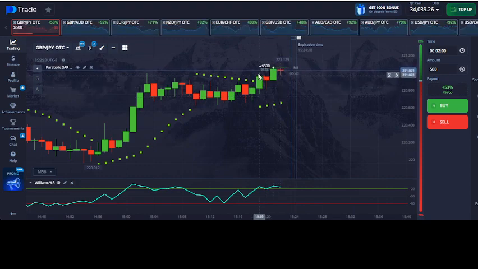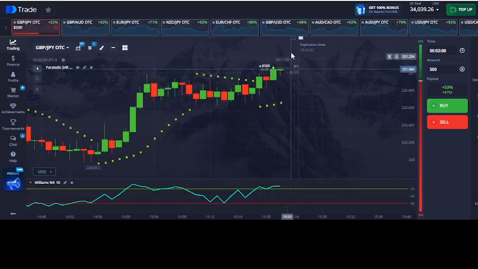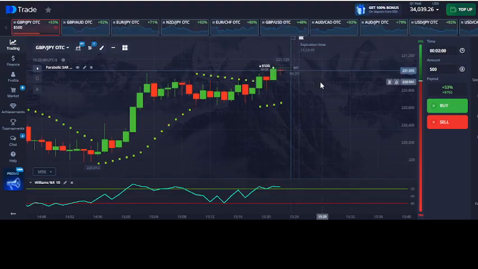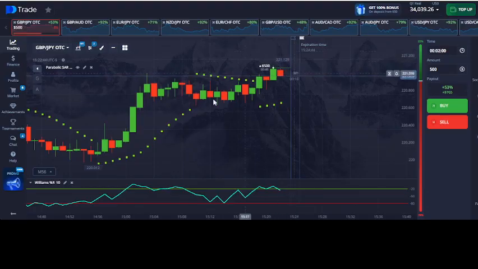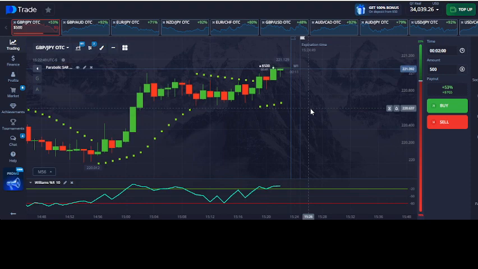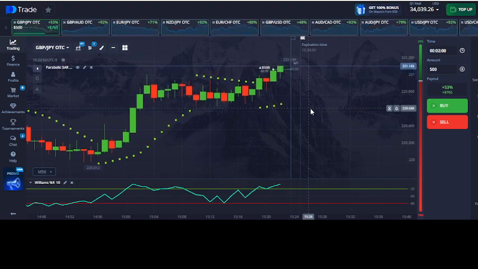And finally, this candle here broke above this candle wick here. This candle actually closed above the wick here. So all these confluences suggest a continued bullish momentum to the upside in the price of Great British Pound, Japanese Yen. So let's watch this trade and wait for the expiry.